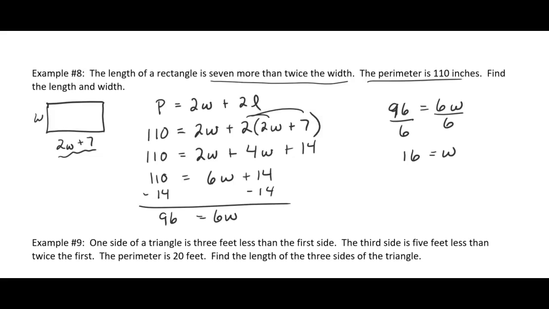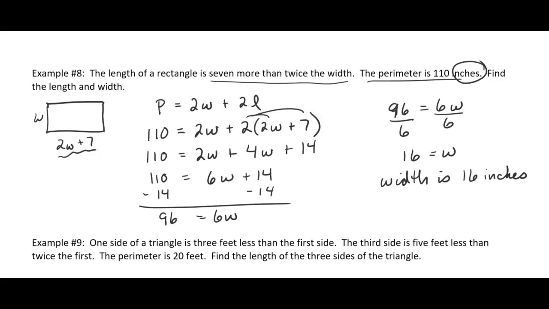So do I know the measurement on this? The perimeter was in inches. So right there it says inches. It says find the length and the width. You can just write an answer like this. The width is 16 inches. You could put IN for inches.